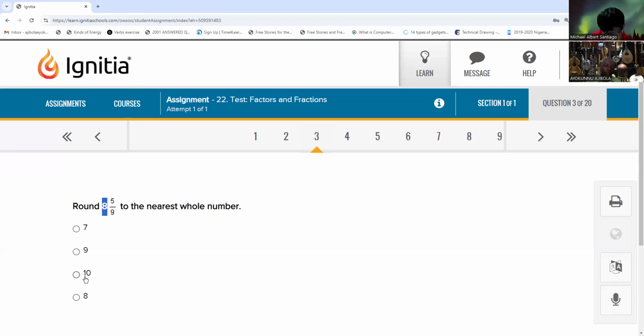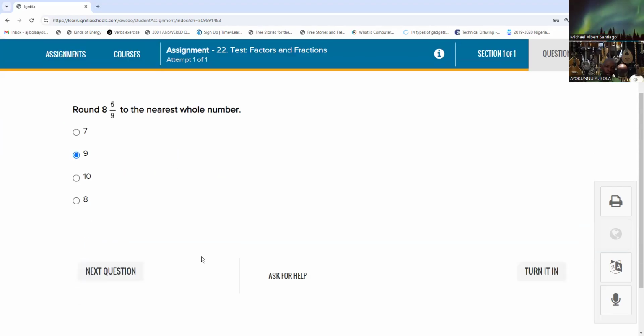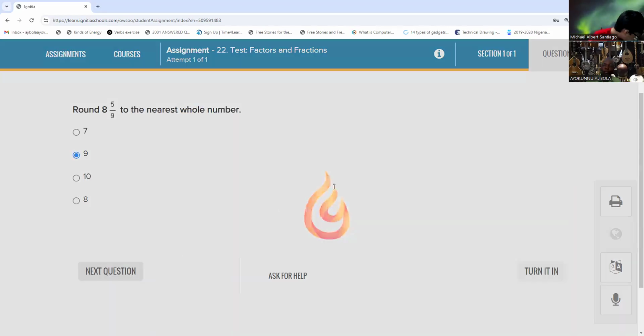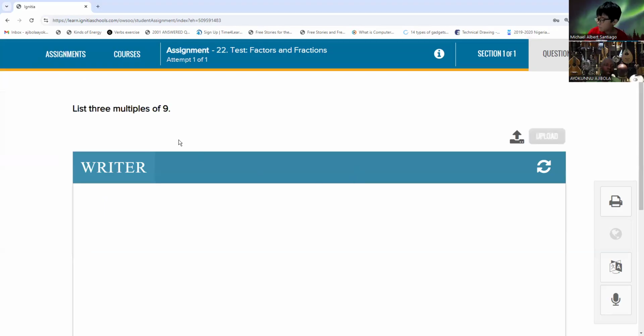So if you round it up, it should be 9, okay? Because 5 over 9 is more than half of 9, and that's to the nearest number. So you add 1 to 8 to give you 9, not 10. Take note. List 3 multiples of 9. Let's go.